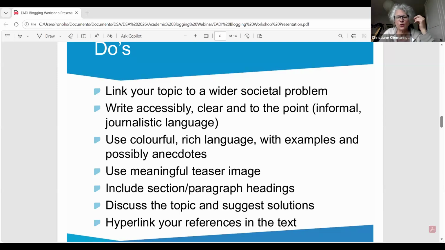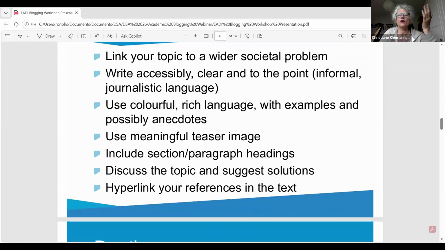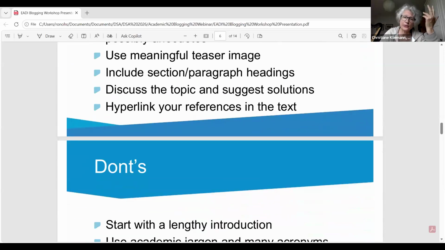And what I also get very often is that people send me blog posts with footnotes. Please don't, because it stops people from reading and it looks too academic. We only publish blogs with hyperlinks directly in the text, no brackets and nothing of this.